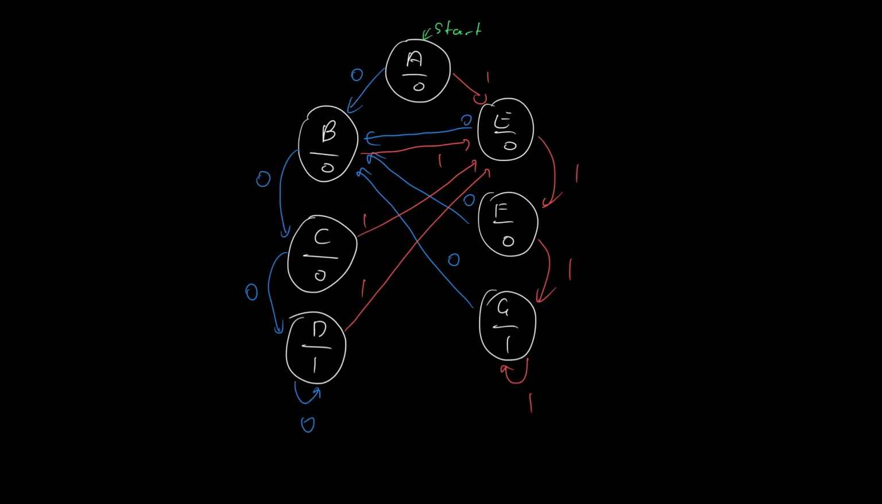Here is a state diagram that we have seen before, and you now should be able to implement this in Verilog using the canonical form. So we start off with a localparam and assign 0 to A, 1 to B, 2 to C, 3 to D, 4 to E, 5 to F, and 6 to G, and then implement this like we did in the previous video.